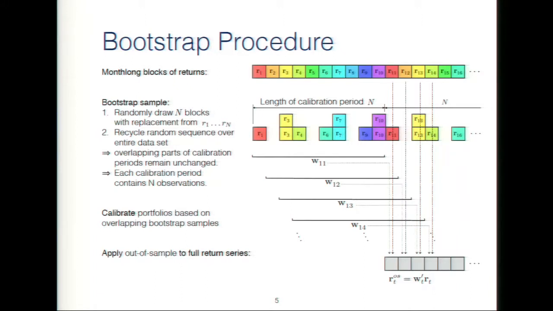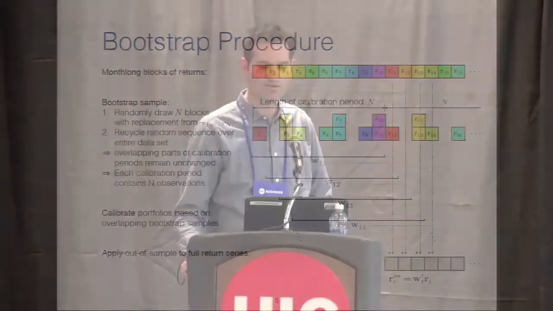So let me get a bit into details on this experiment. You see on the top a bunch of colored blocks. Those represent monthly blocks of returns. And what we do to create one of the bootstrap paths, we first take the first n. In this example, n is 10 blocks, randomly draw 10 elements from it, and then recycle this random sequence over the whole data set. So if we had the first month's return in our data set, we're also going to have the 11th. If the second is missing, the 12th is missing, and if we have 2 times return number 3, we have 2 times return number 13 as well.